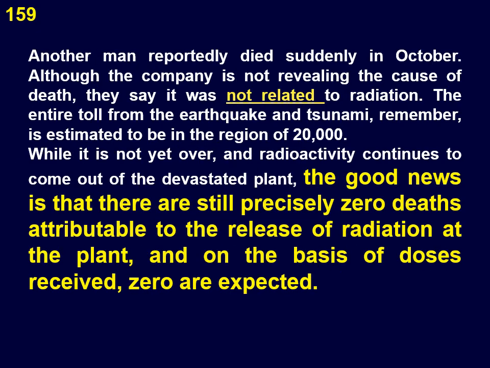Another man reportedly died suddenly in October. Although the company is not revealing the cause of death, they say it was not related to radiation. The entire toll from the earthquake and tsunami, remember, is estimated to be in the region of 20,000. While it is not yet over, and radioactivity continues to come out of the devastated plant, the good news is that there are still precisely 0 deaths attributable to the release of radiation at the plant, and on the basis of doses received, 0 are expected.